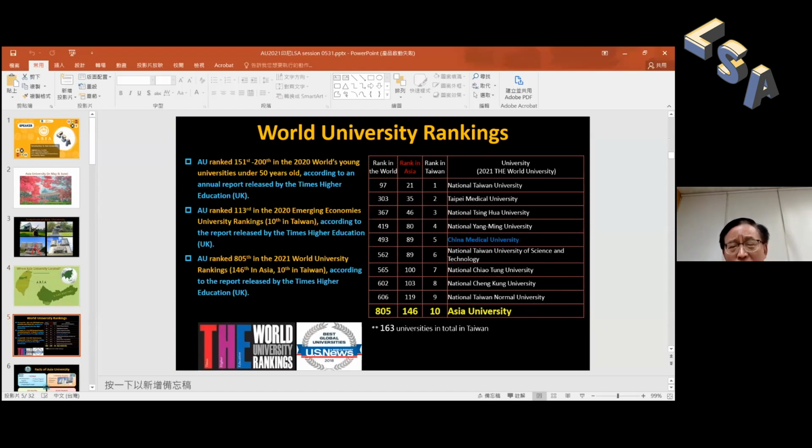This is the world ranking. Altogether it is about 800. And this is the Asia ranking. It's about 146, and in the Taiwan ranking by Times Higher Education, we are 10th. In Taiwan we have altogether 163 universities, so we can say we are top 10. And I think the 5 here I mentioned is China Medical University, our own university too. So we have 2 universities both in the top 10 in Taiwan, except as I said, China Medical specialized in medical science. Asia University is more comprehensive.